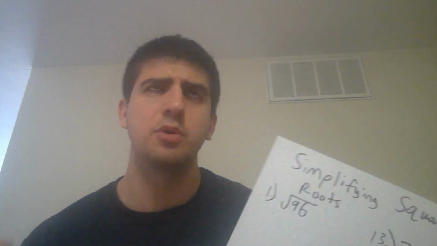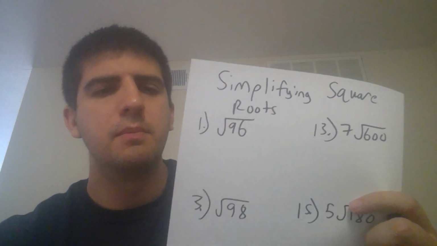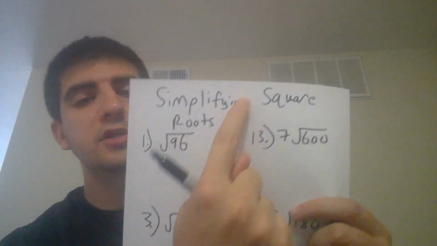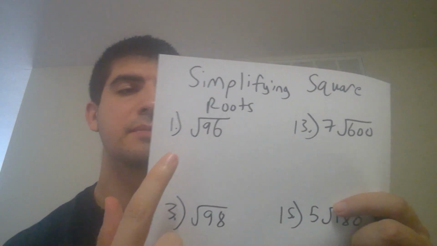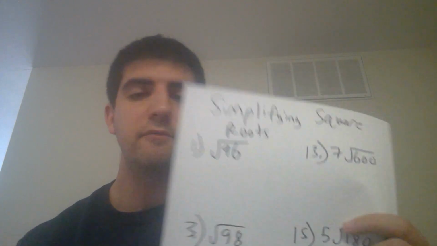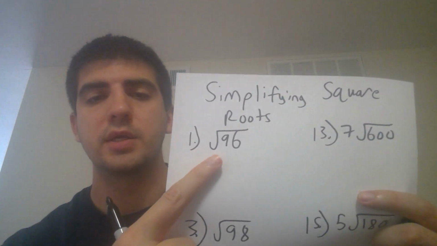All right. So the worksheet is posted on Edsby, rather, from Kuda. Let's do some examples. So, simplifying square root worksheet, we're going to do number 1 together. So we have the square root of 96.